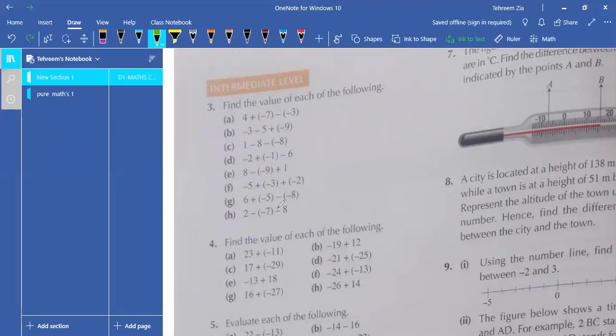Okay. So we are on the last one. 2 minus minus 7 and minus 8. It's going to be 2 plus 7, minus 8. 2 plus 7 would be 9, minus 8. It would be equal to 1. We are done with all these questions. But you need to do all these processes by your hand to become expert.